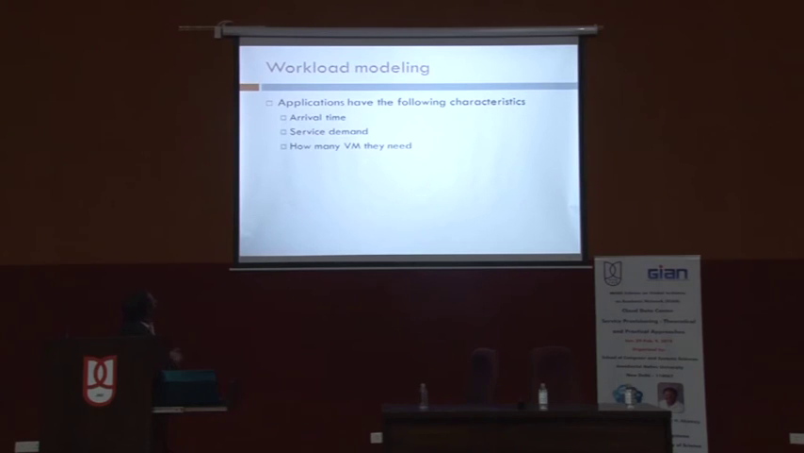Now, how do we model this? Most of the time, as I said, the VM is chosen randomly. For the arrival time, we use Poisson distributions. This really approximates the arrival of jobs into the queue, into the system. A lot of people use this. I use this most of the time.